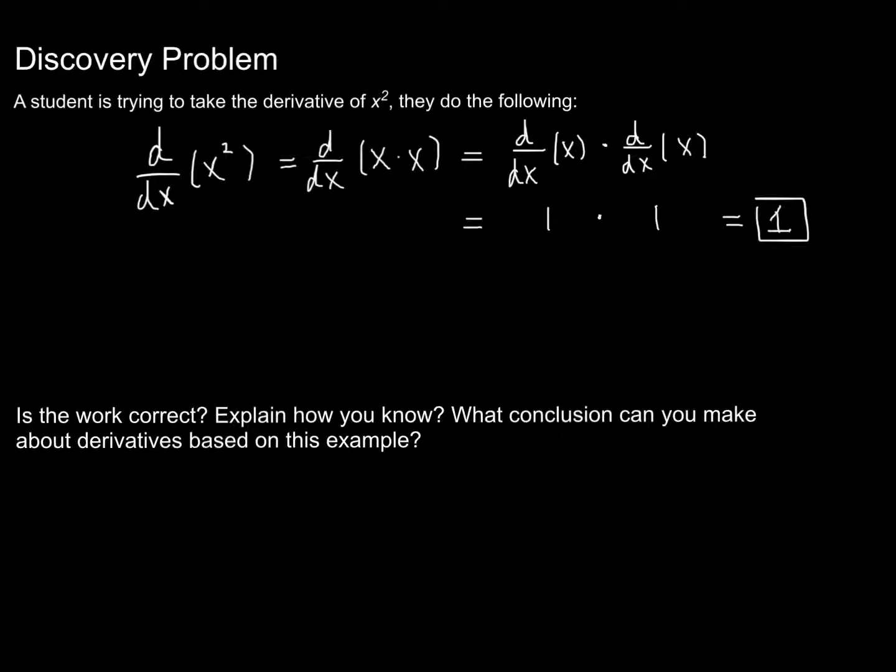So a student is trying to take the derivative of x squared, and their work is shown below. The derivative with respect to x of x squared, they then split up x squared into x times x, and then they take the derivative of each of these independently and then multiply them together. So the derivative of x with respect to x is 1, and the derivative of x with respect to x is 1, multiply them together and they get 1. Is this work correct? Explain how you know, and what conclusion can you make about derivatives based on this example? Go ahead and give that a once over, write out your conclusions, and then we'll discuss.